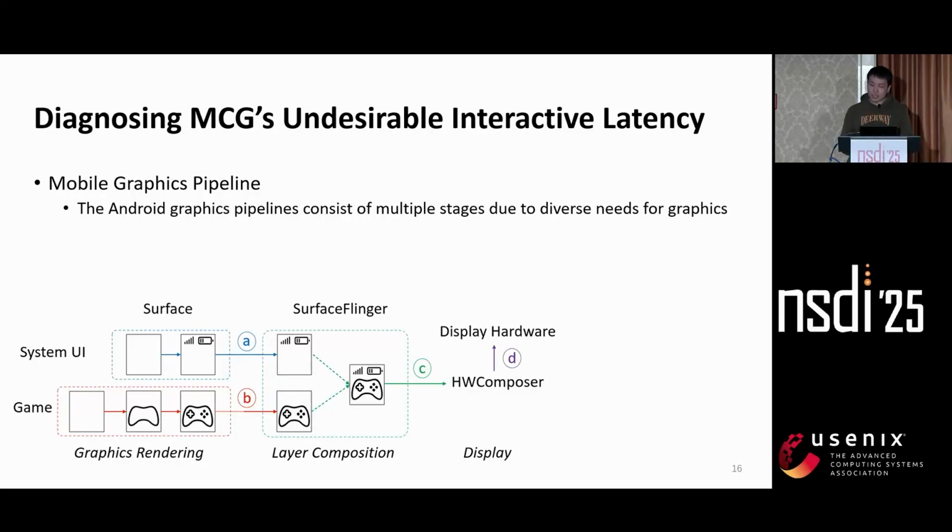The graphics pipelines of mobile operating systems consist of multiple stages due to the user's diverse needs for graphics. Each stage performs its unique functionality. When a game is played on an Android device, for instance, the game is typically the beginning of a graphics pipeline. The game performs graphics rendering by writing its contents into a frame from a buffer queue termed surface.